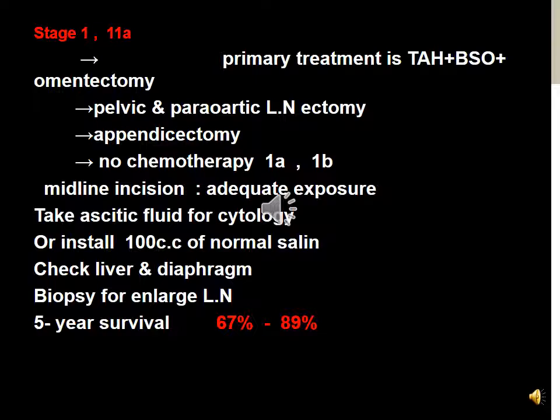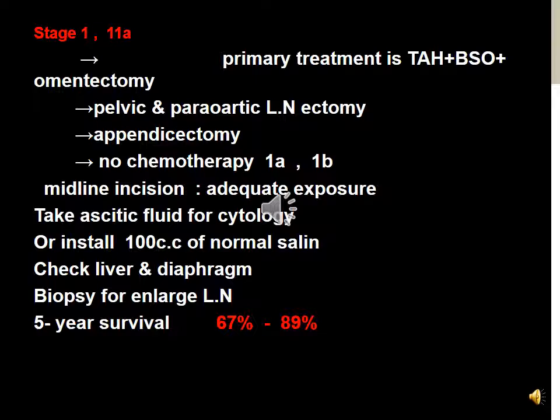The early stages of ovarian cancer we treat by total abdominal hysterectomy and bilateral salpingo-oophorectomy. We remove the omentum, the lymph nodes, and the appendix. What do you mean by early stages? Early stages involve stage 1 A, B, C, and stage 2A.